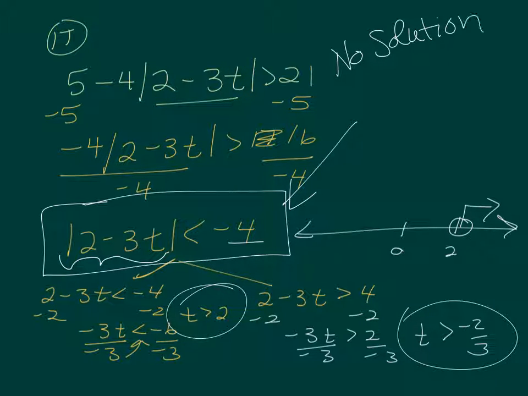So that's a hint for you guys to always, once you get your absolute value statement on one side by itself, make sure this must be positive. If it's not positive, it's not possible. So no solution because it's saying the absolute value is less than negative 4, and that is not possible.